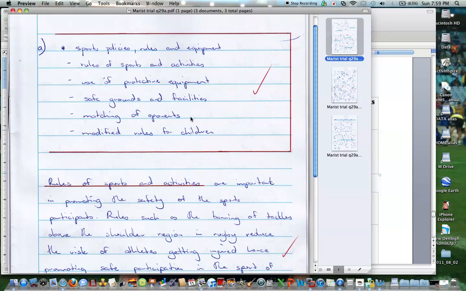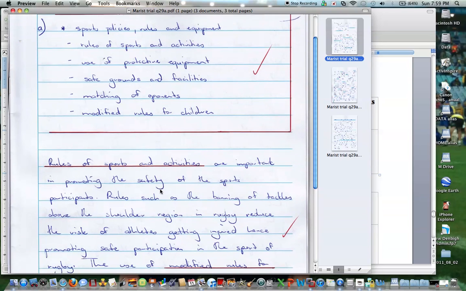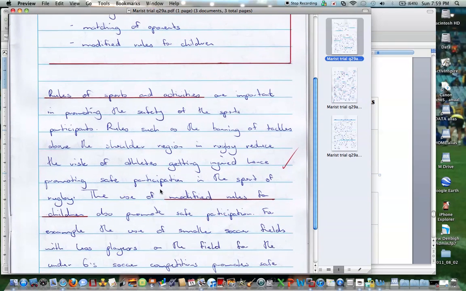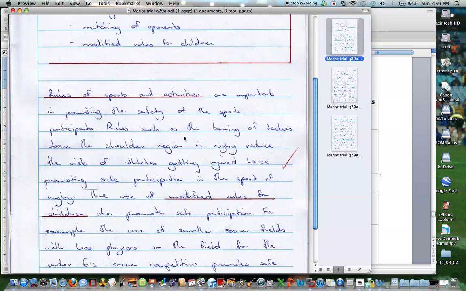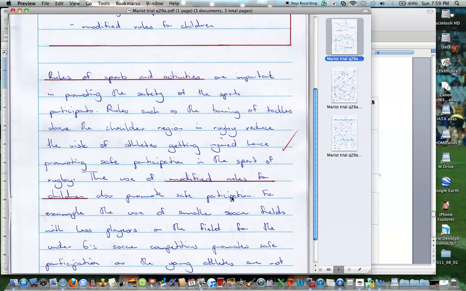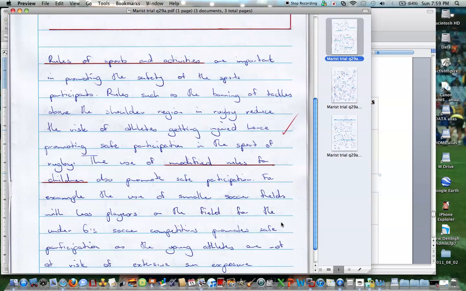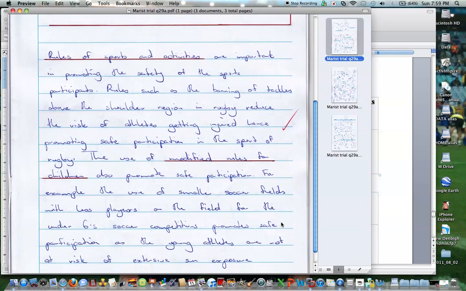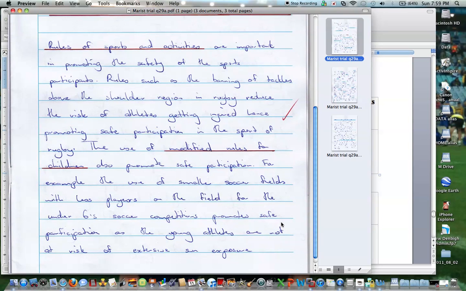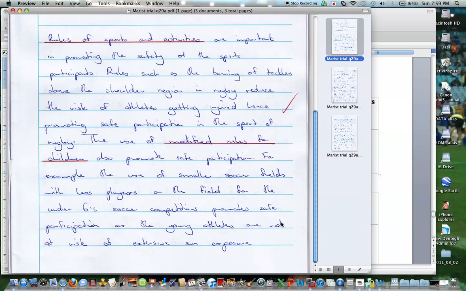But at the end, once they've gone through and stated rules of sports and activities, you need to then show how these rules and sports and activities promote safe participation. And that's what this answer's been able to do. If you just look at this first one here, it talks about rules of sports and activities. It says the use of modified rules for children also promotes safe participation. For example, the use of smaller soccer fields with less players on the field for the under-6 soccer competitions promotes safe participation as the young athletes are not at risk of extensive sun exposure, and it goes on.